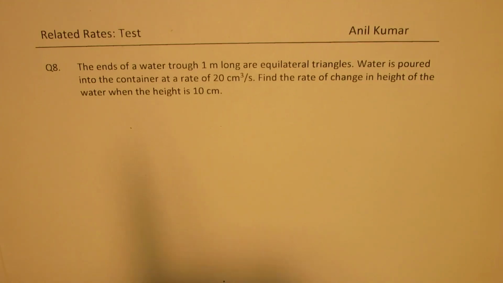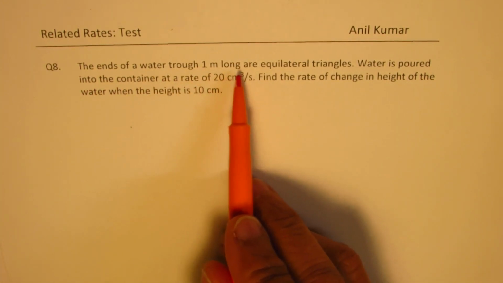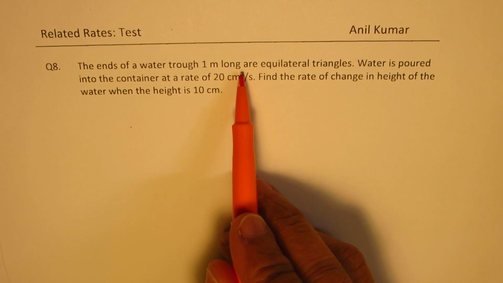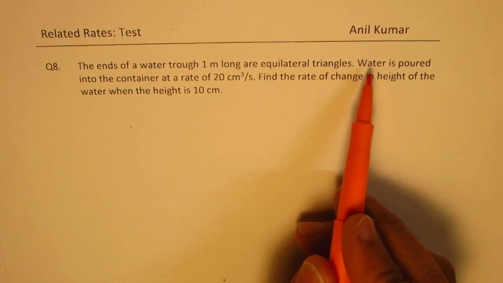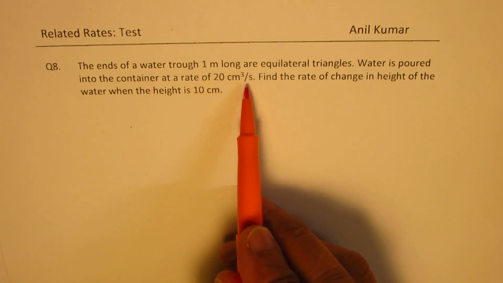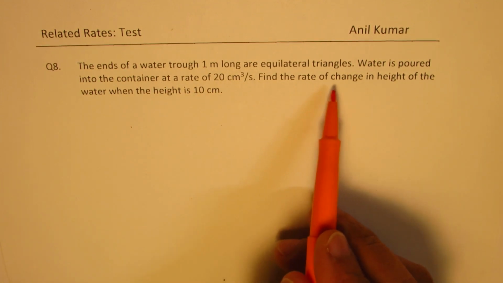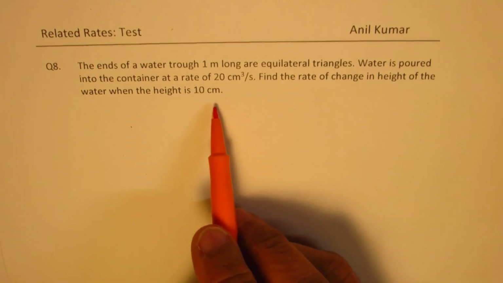Question number 8. The ends of a water trough 1 meter long are equilateral triangles. Water is poured into the container at the rate of 20 centimeter cubed per second. Find the rate of change in the height of the water when the height is 10 centimeters.